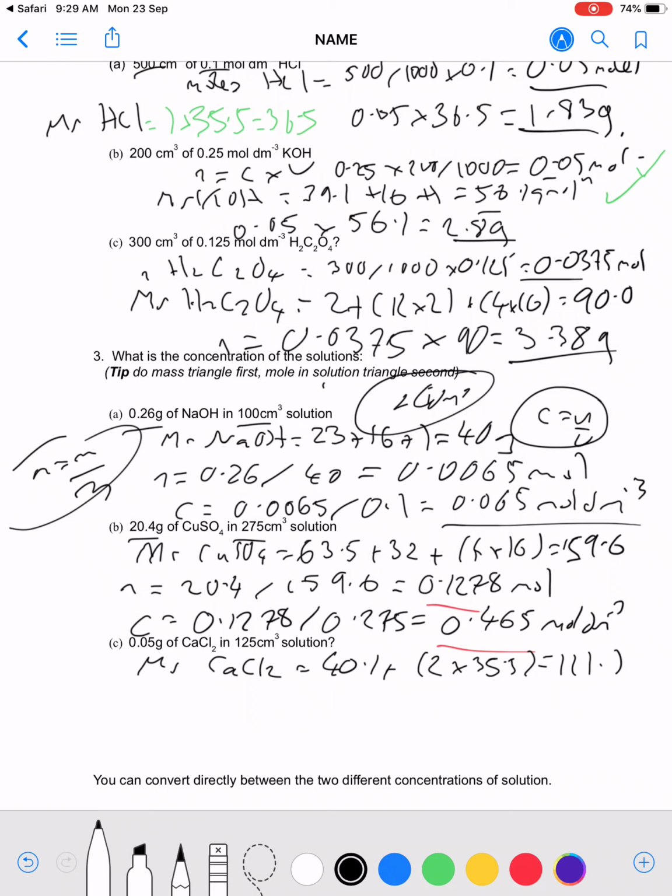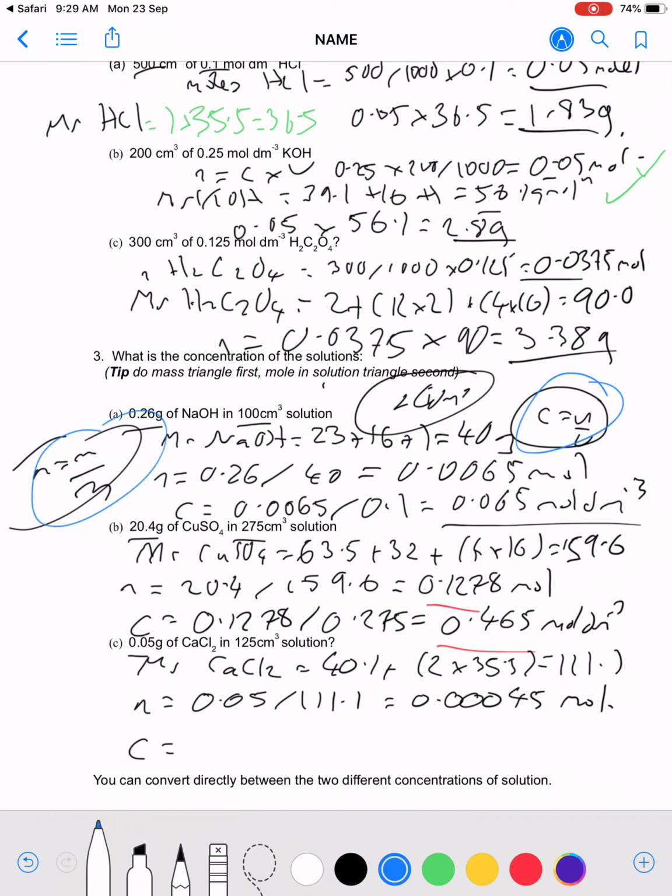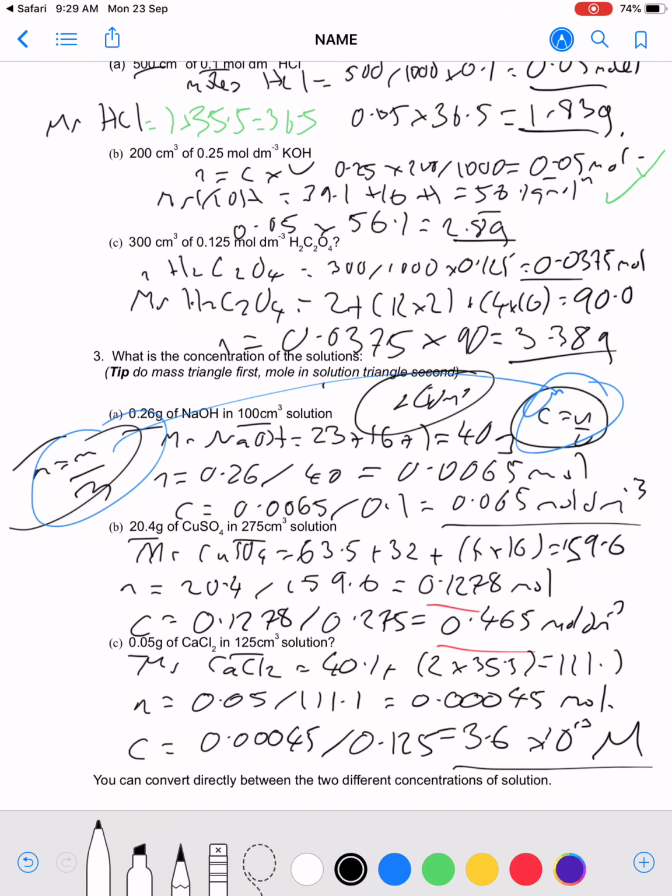So the moles is going to equal the 0.05 g in the question, 0.05 divided by 111.1, I make that 0.00045 moles. C equals n over V, so we're using this one. First we use this, then we use this. The moles is 0.00045, divided by 125 cm cubed, which is 0.125 decimeters cubed. That equals 3.6 by 10 to the minus 3. Let's use capital M because I'm running out of space.